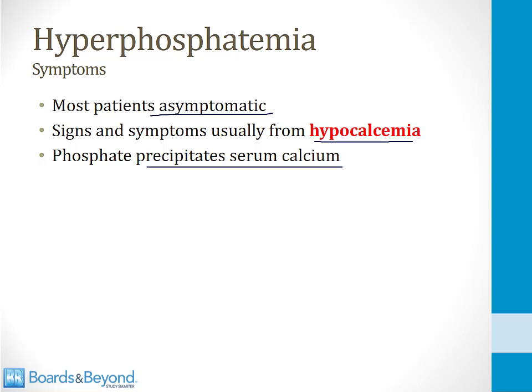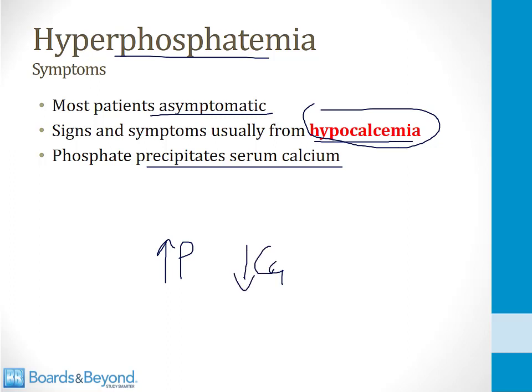So anytime you see a patient with hypocalcemia, one of the potential causes may be that their phosphate level is elevated. And if you have a high phosphate level and a low calcium level, what you should first think of is renal failure. This is the classic combination seen in renal failure.